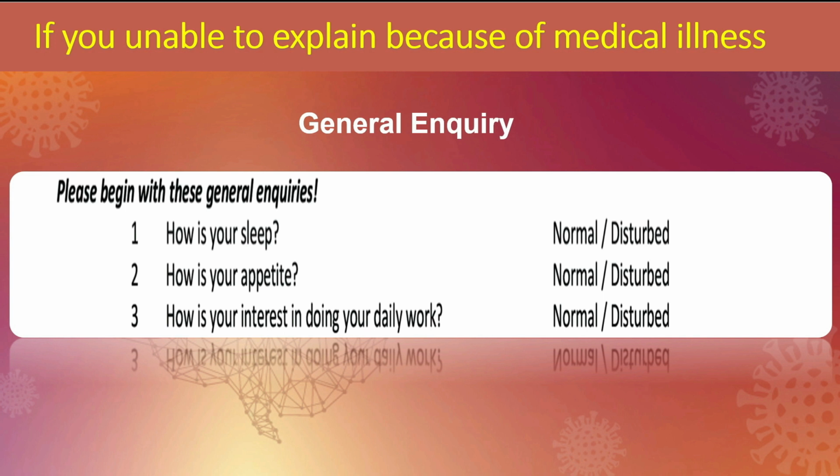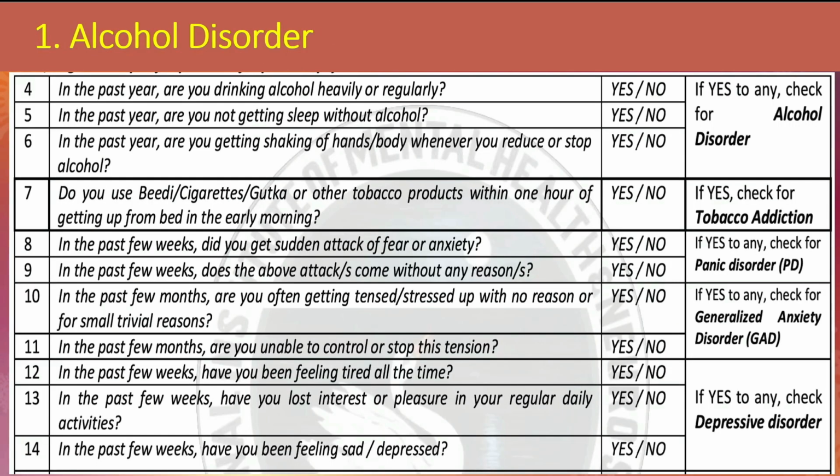How is your appetite? That means you need to inquire whether there is a loss of appetite or loss of weight. How is your interest in doing your daily work? For example, you will ask, is he getting bored by watching television or talking to family members? Is he losing interest in playing with kids, watching good movies, or having the dish which he likes most? These are the general inquiry questions you will document, whether they are normal or disturbed.